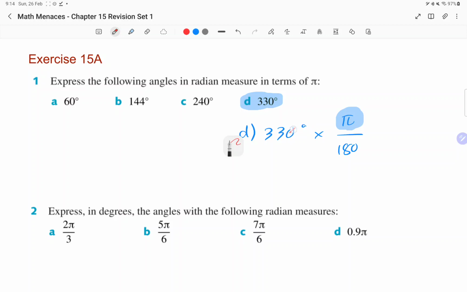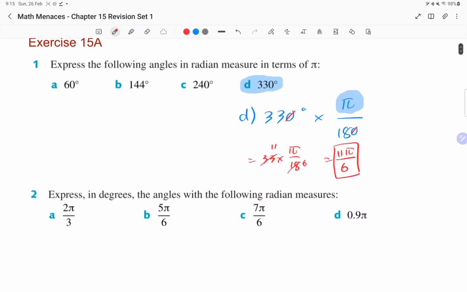Once you've got up to this point, you've got to do the cancellation and then simplify. So that will be 33 times pi over 18. And then can you simplify further? Yes, divide by 3, 11, and this will be 6. So that will be 11 pi over 6. I'll give you guys some time to copy this down if you need to.